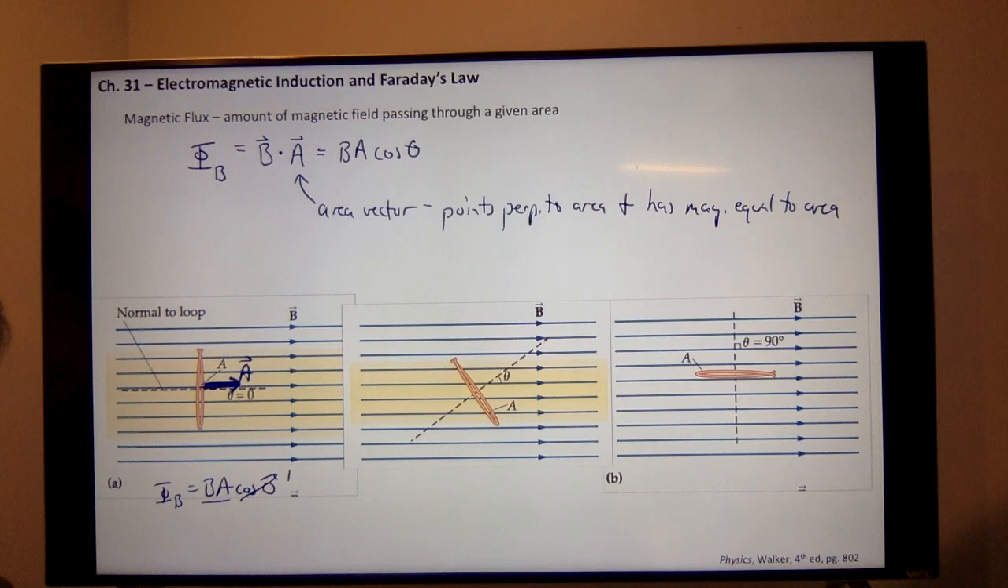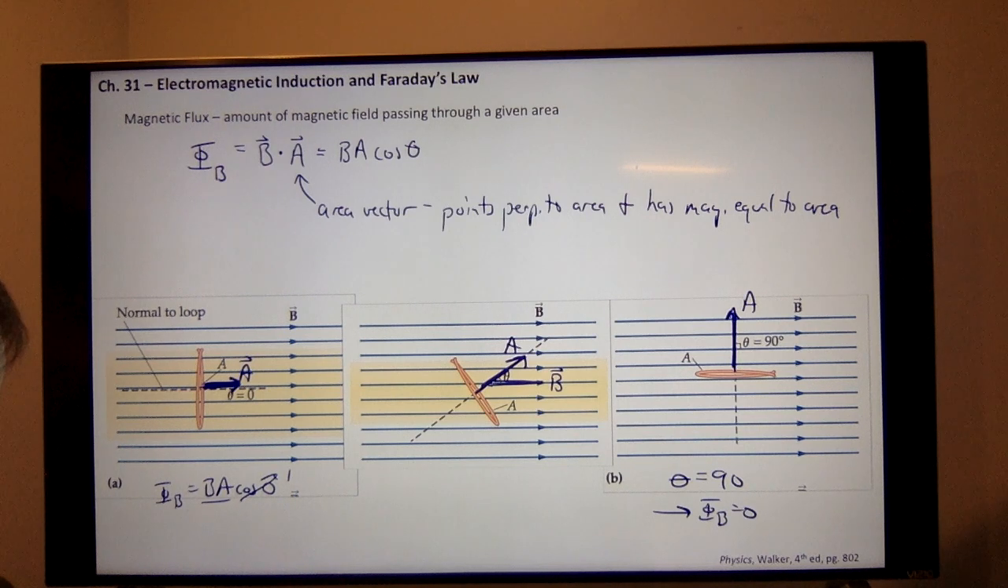In this particular case, you can see that the area vector points that direction, so there's this angle theta between the magnetic field vector and the area vector. You'd use that angle in your calculation. And then over on this pane, the area vector points straight up. So theta here is 90, which results in a magnetic flux of 0.